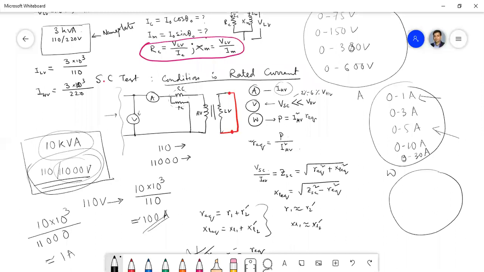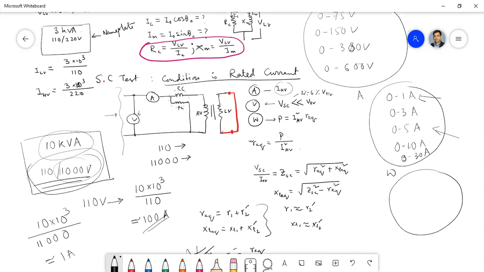Sir, can you please repeat what you are discussing, because I joined just now. No, somebody asked me a question: why we select the high voltage side for performing the short circuit test. We could also do the short circuit test at the low voltage side, but we don't do that generally. Generally, the short circuit test is performed at the high voltage side. Why? Somebody asked that question. That is a very important question.